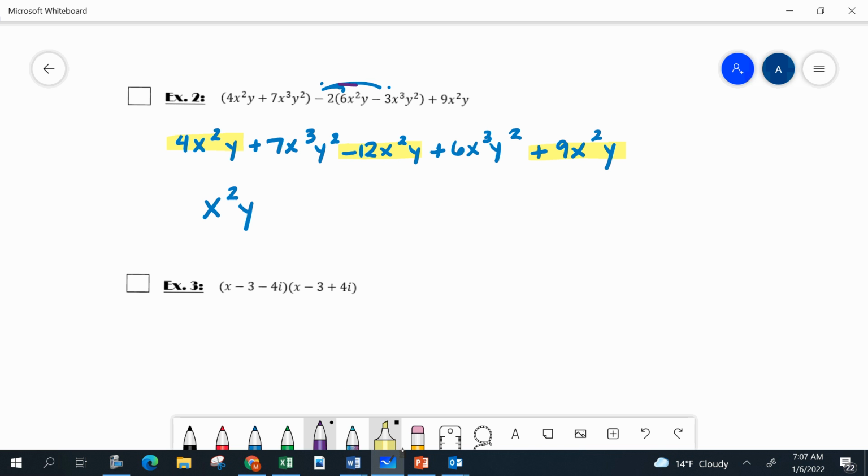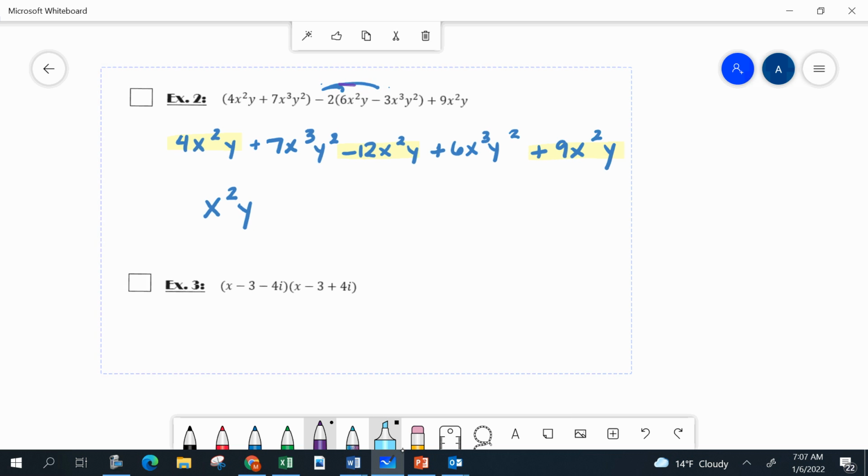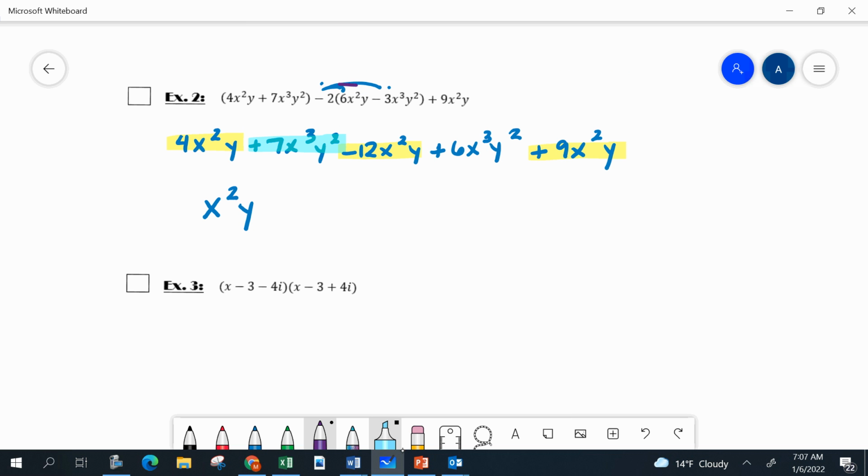Okay? And then in a similar fashion, if I see this x cubed y squared, it is going to combine with this 6x cubed y squared, and it's going to combine to make 13x cubed y squared. Okay, now I'm okay with you putting it in this order.